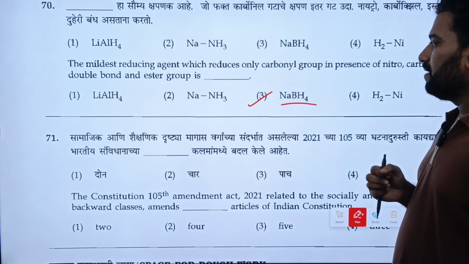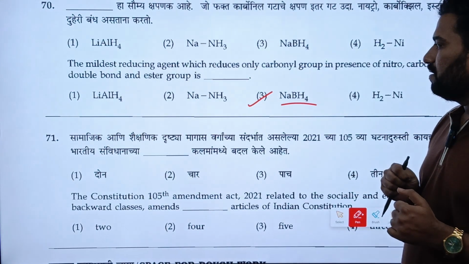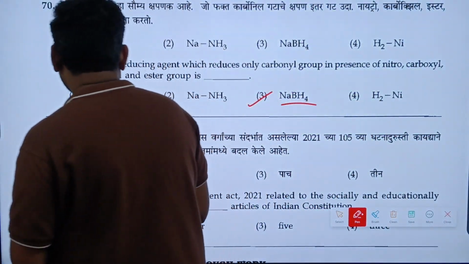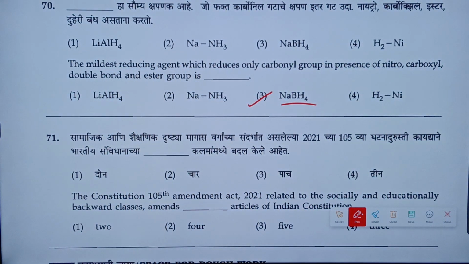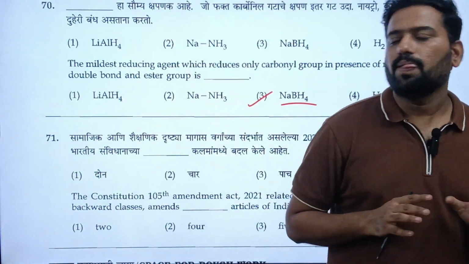So in these 20 questions, like I said earlier, 4 to 5 questions are difficult. So you can directly neglect them and solve maximum 12 to 15 questions.